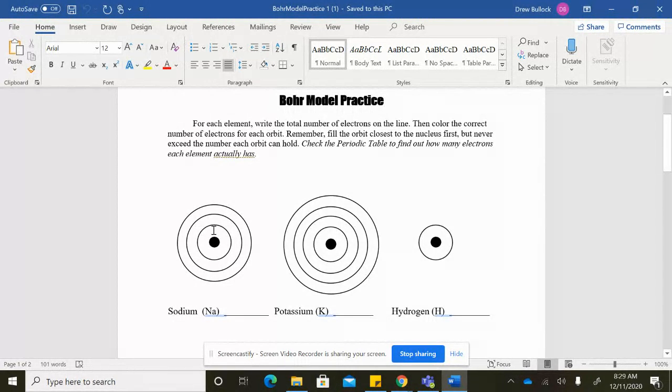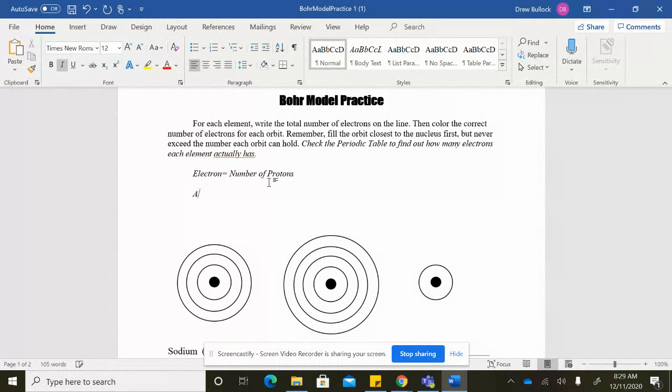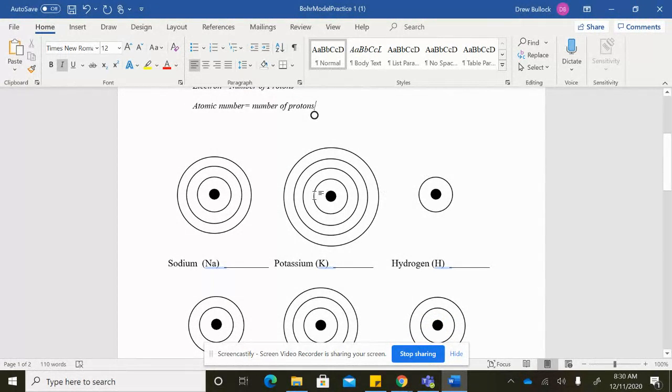So remember, electrons equal the number of protons, okay? And how do we find the number of protons? The atomic number equals the number of protons. And this is something that you will need to memorize and remember, okay? So they've already done the shells for you.